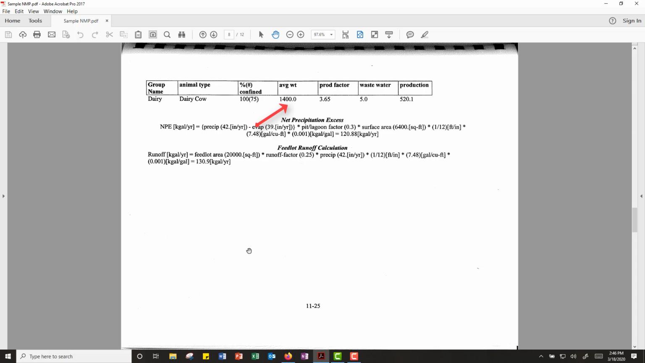That's how much. The production factor is just a factor they use to estimate manure excretion. The units are gallons of manure per year per pound of animal. That's pretty obscure. You don't have to worry about it. It's just their way of estimating manure production.